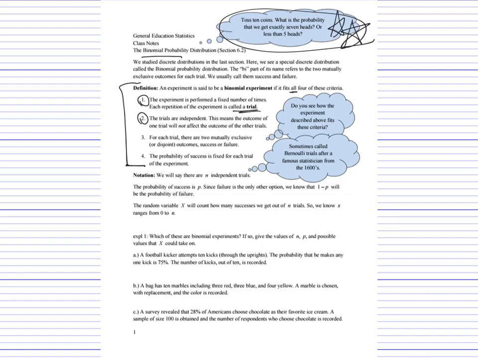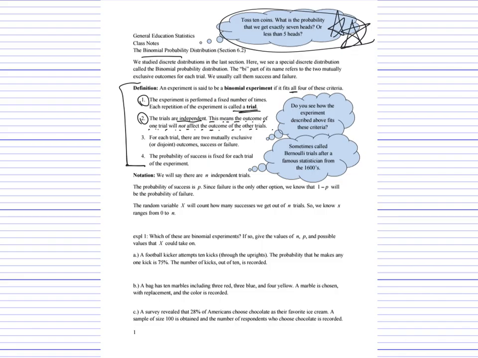Okay, number 2, the trials are independent. Remember what independence means. We saw that phrase back in chapter 5. This means that the outcome of one trial will not affect the outcome of the other trials. And that is true when I toss 10 coins, isn't it?